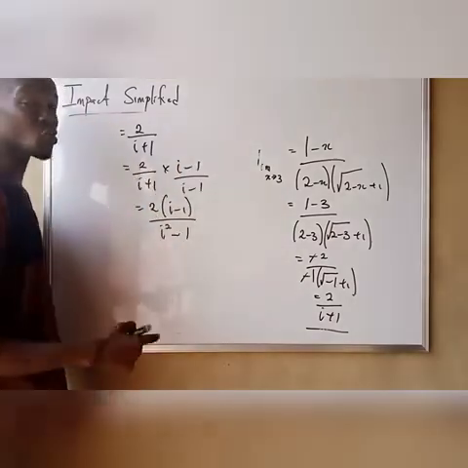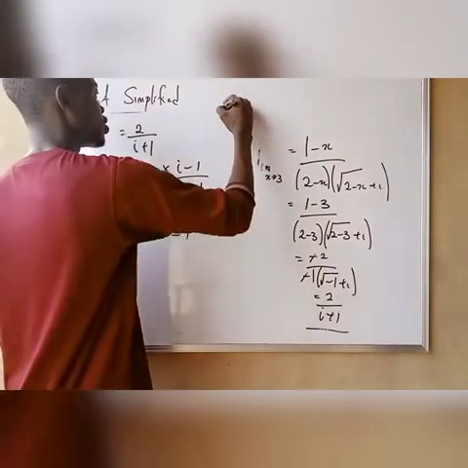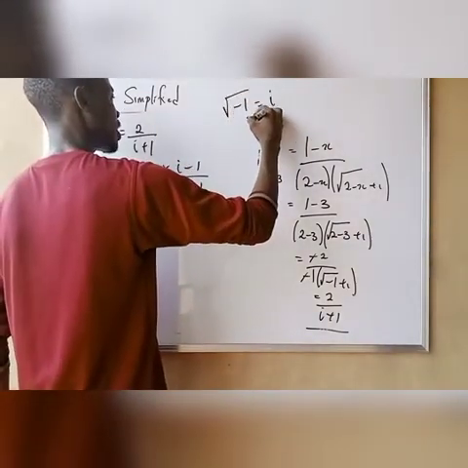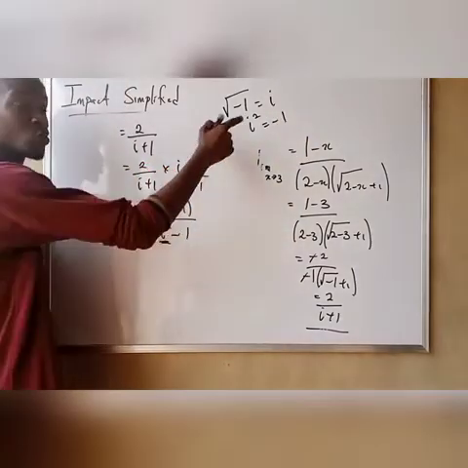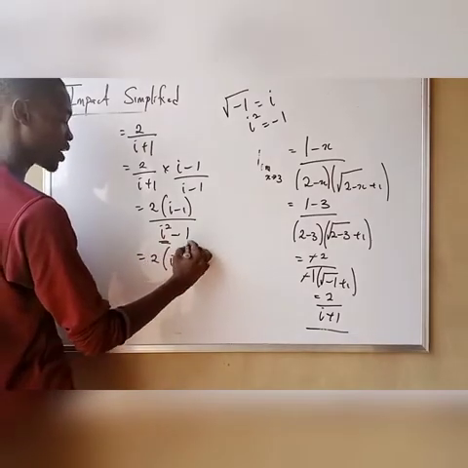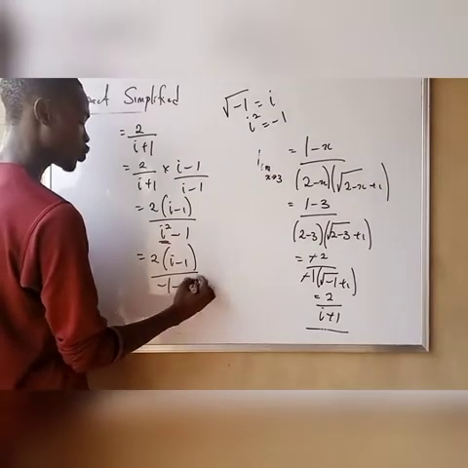And what is the meaning of I squared? We have a lot of things to still look at. We will still release a video on complex number. You have to know that the square root of minus 1 is I. And when you square both sides, your I squared will give us minus 1. So that means anywhere you are saying I squared, your I squared is minus 1. And this will give us 2 into I minus 1 over what? Minus 1 minus 1.